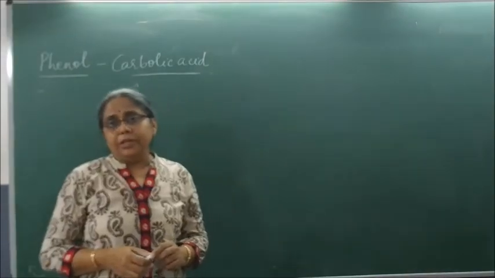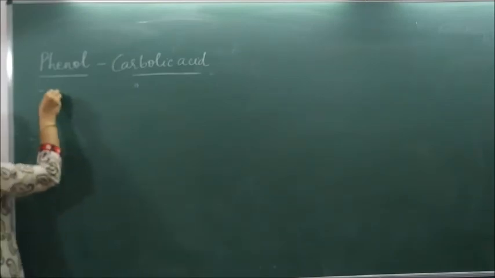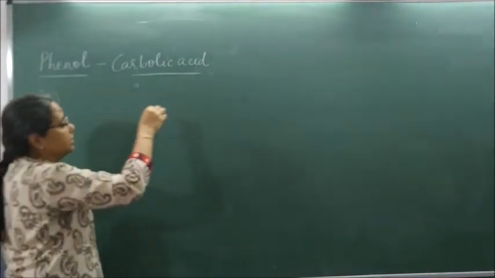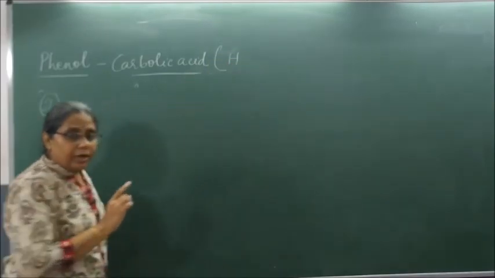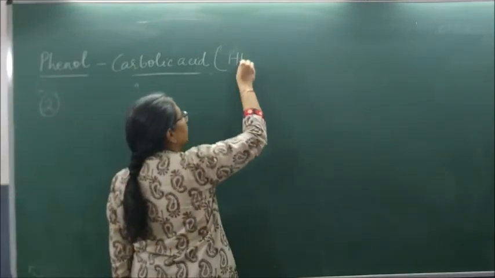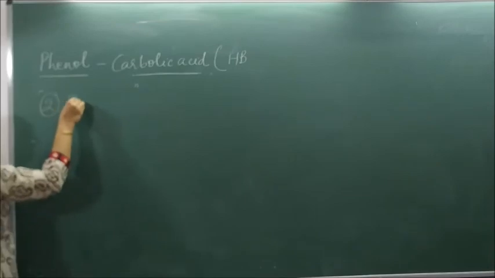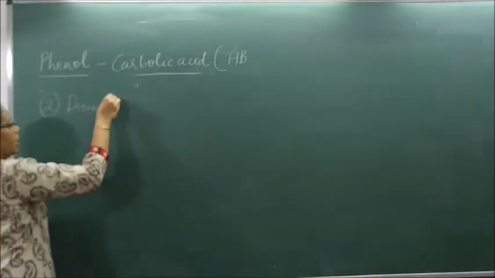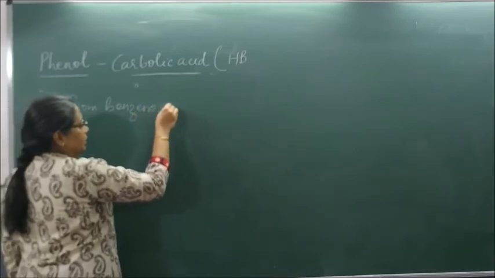Now for the second method of preparation of phenol, I am writing it here. First was from haloarenes. Haloarenes react with sodium hydroxide. Now the next method is using benzene sulfonic acid.